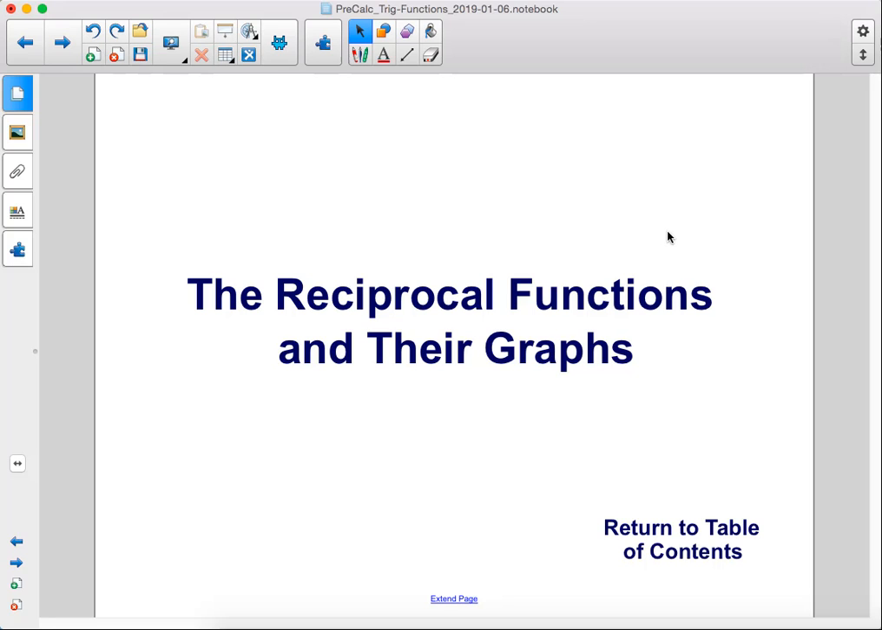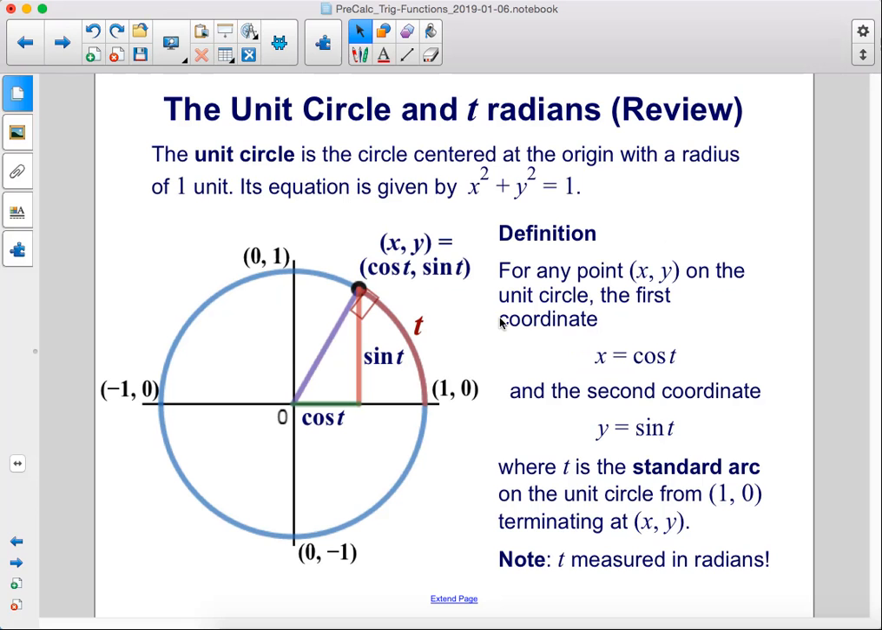The reciprocal functions and their graphs. The unit circle is the circle centered at the origin with a radius of 1 unit. Its equation is given by x squared plus y squared equals 1.